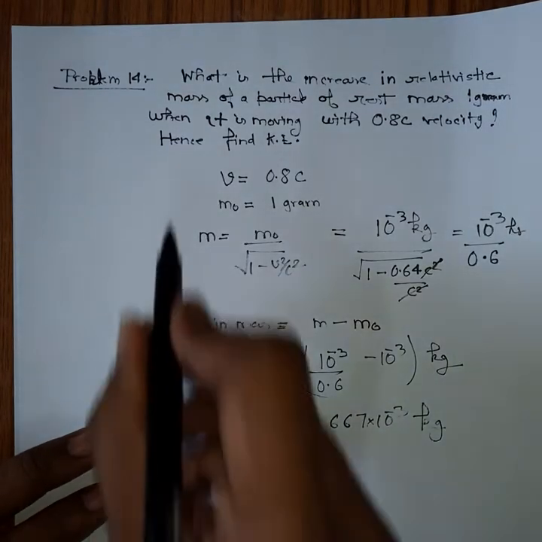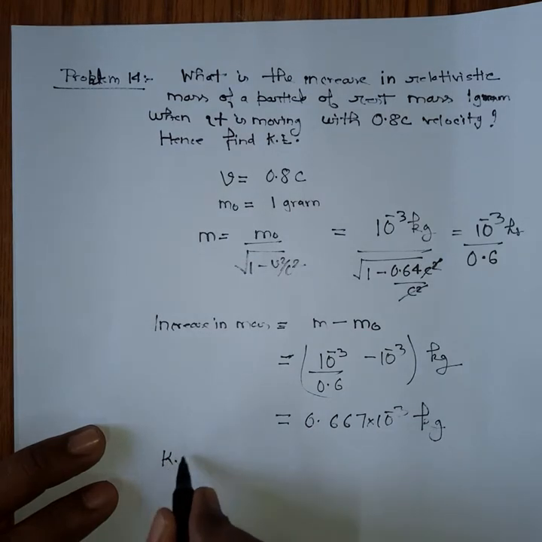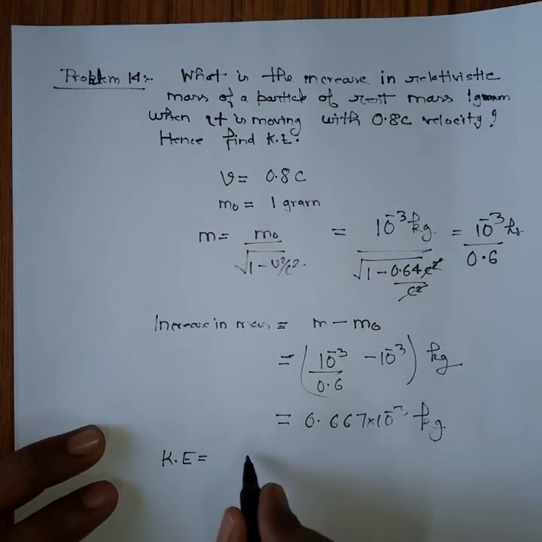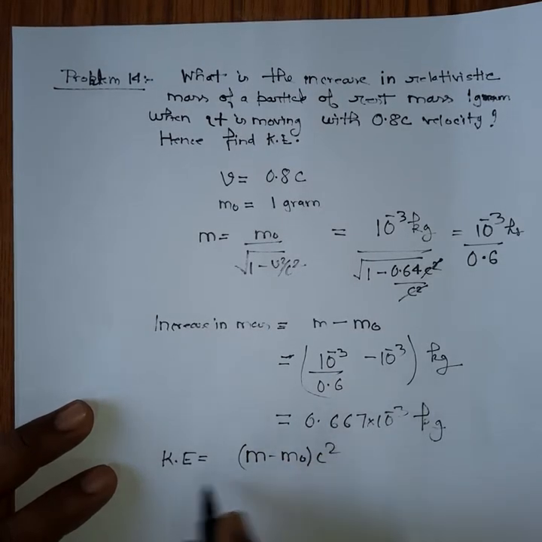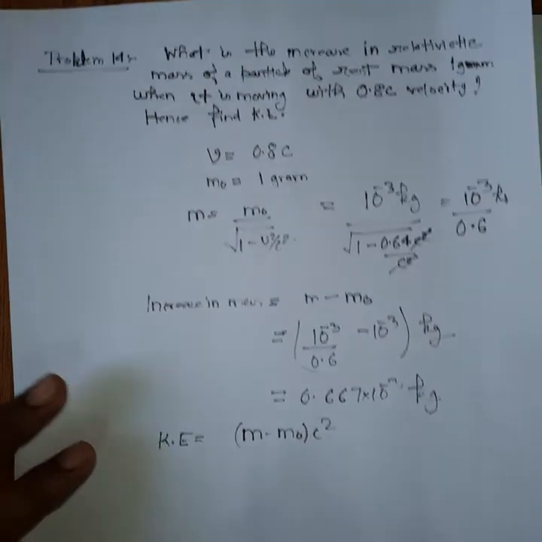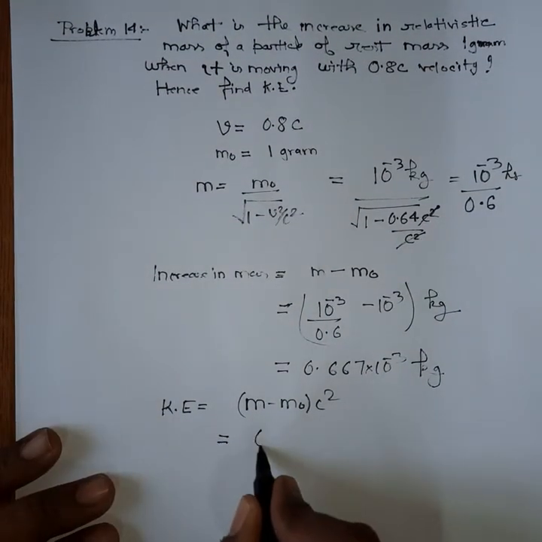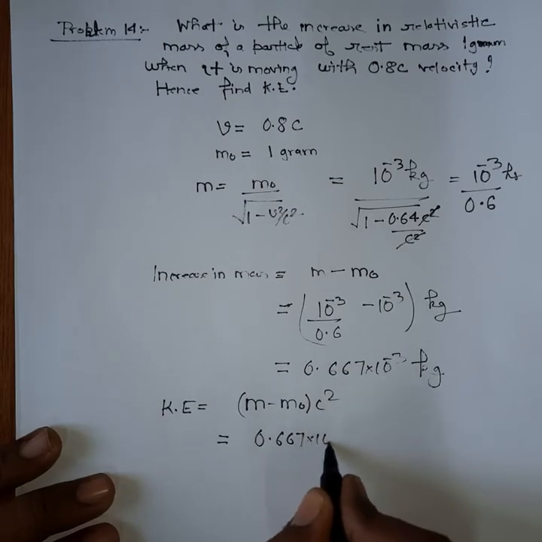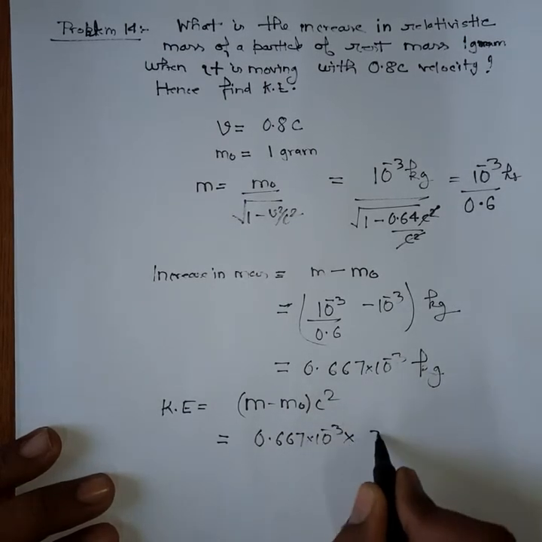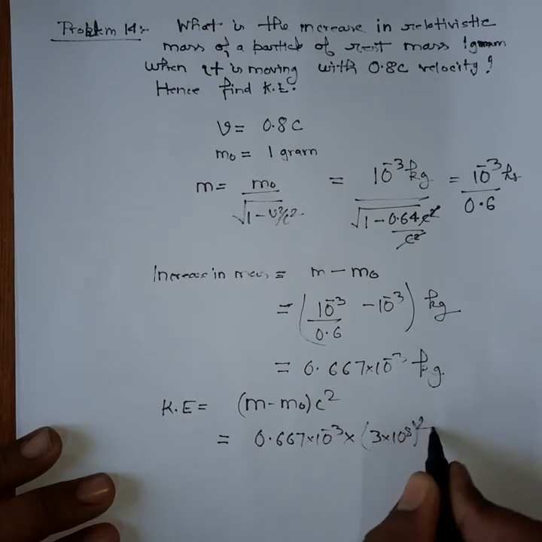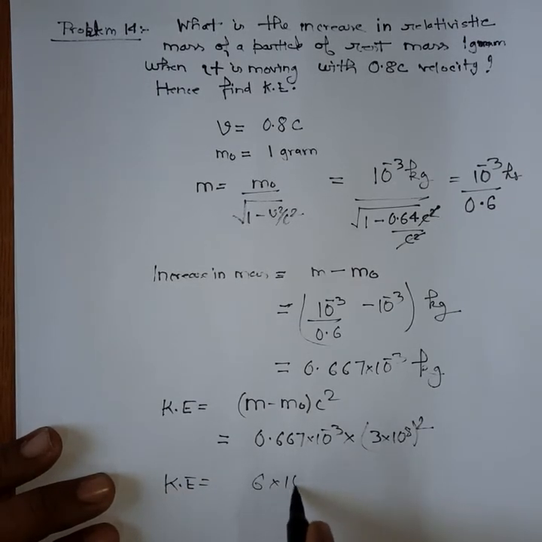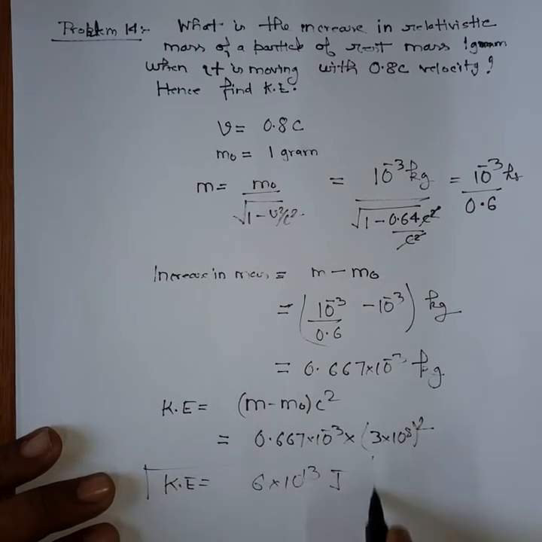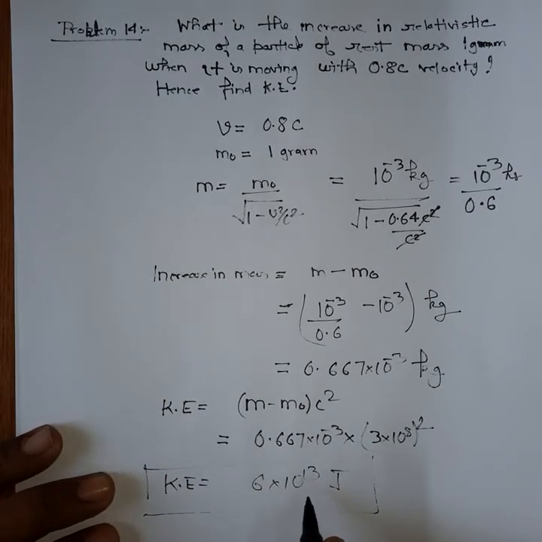So now next we have to calculate the kinetic energy. You know the kinetic energy? Kinetic energy is defined as m minus m naught times c square. We have already derived this equation, if you remember. So if you calculate, you will find 0.667 into 10 to power minus 3 multiplied by c, which is 3 into 10 to power 8, whole square. If you calculate it further, you will find its value comes to 6 into 10 to power 13 joule. So the kinetic energy of the particle is 6 into 10 to power 13 joule.